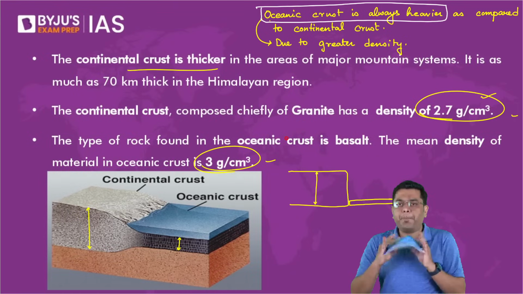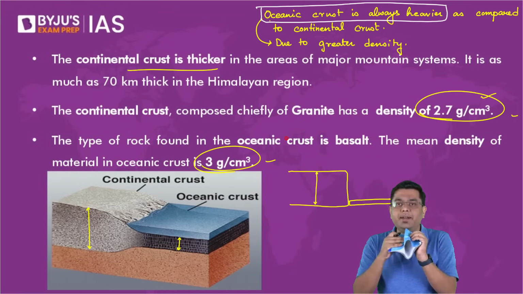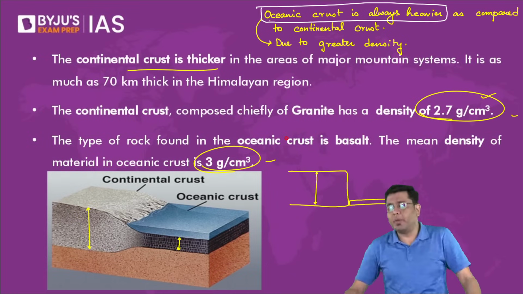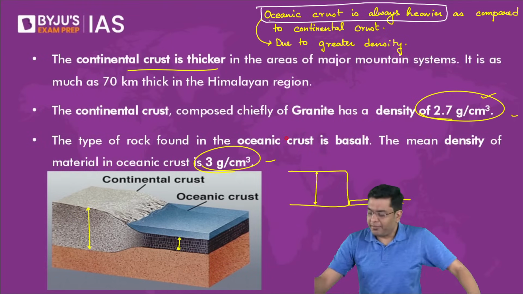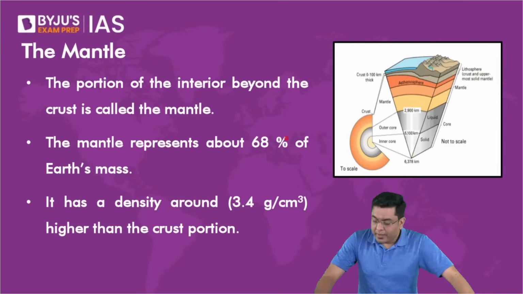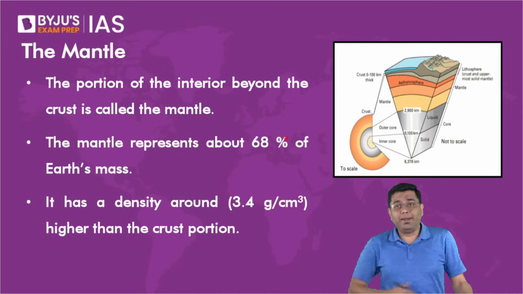Now if this is compressed from both sides, what will happen? It will thicken significantly, isn't it? So that is the same phenomenon happening in the case of the mountain systems as well. That is why they have a thicker crust. Okay. Now here, after this, we come to the portion of mantle.